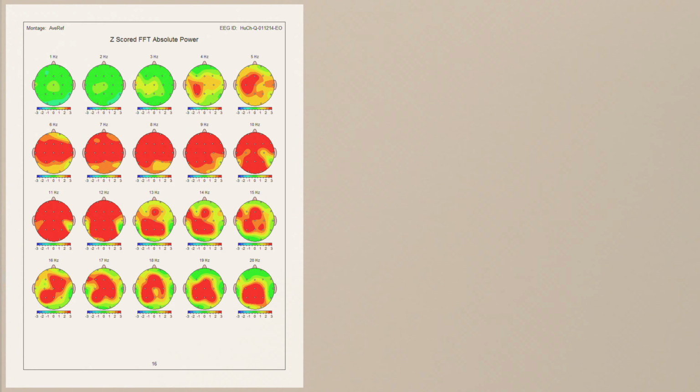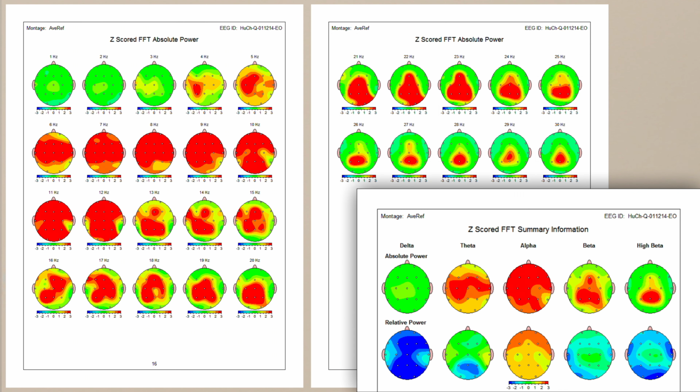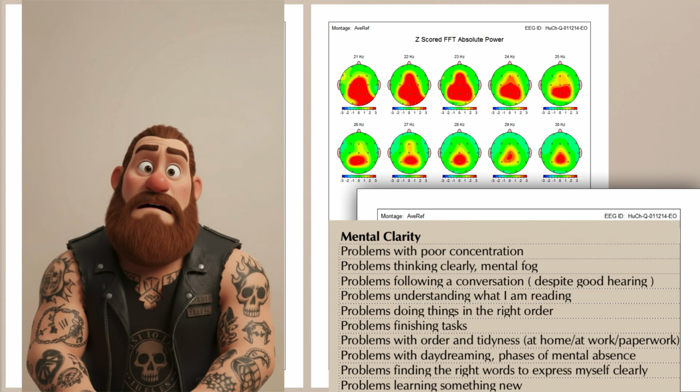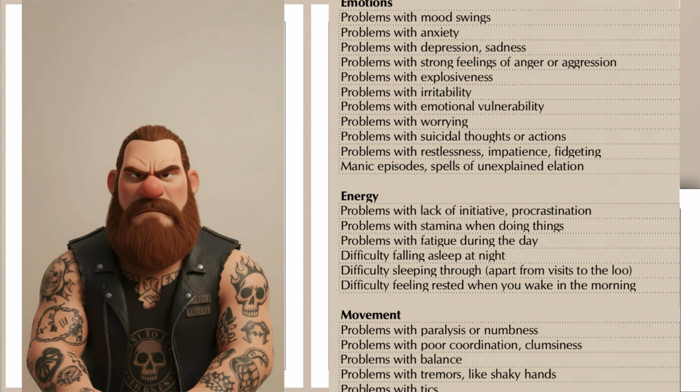From that, we generate the color-coded graphs known as brain maps, which are now easy to understand. Green indicates normal levels of activity, yellow means too much, orange means way too much, and red means crazy too much. In most cases, the abnormal activity is consistent with and explains the reported symptoms.